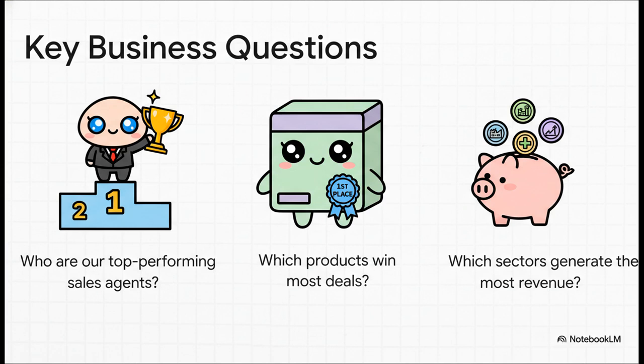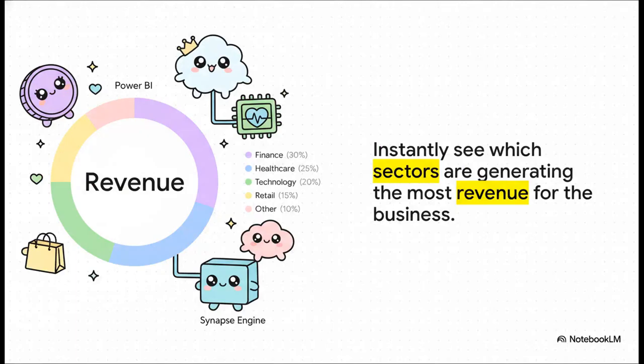Who are our best salespeople? What products are flying off the shelves? Where's the money really coming from? The entire data pipeline we just built is designed to give clear, immediate answers to these exact questions. So a tool like Power BI connects directly to our Synapse engine and just brings these answers to life.